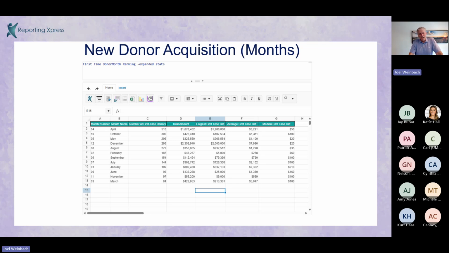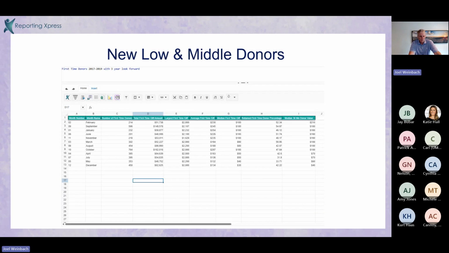This is a good evidence as to why you want to crunch your data in a variety of ways. Average doesn't really tell the story here. It's skewed very much by a couple of large gifts in some of these months. In this case, there's a $2 million gift in this month. There's a $1.2 million gift in that month, though. So that can skew some things. You want to really look at median more so than average when you're doing this acquisition kind of analysis.